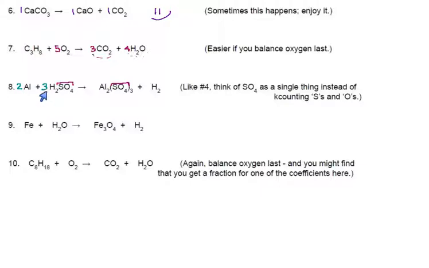But what happens now, how many hydrogens have we got? 3 times 2 is 6, which means I have to put a 3 over there. Okay, I thought that would cause more trouble than it did. Are we all okay here? 2 aluminum, 2 aluminum. 3 times 2 is 6 hydrogen. 3 times 2 is 6 hydrogen. 3 sulfates, and here 3 sulfates. Yeah, that's okay.